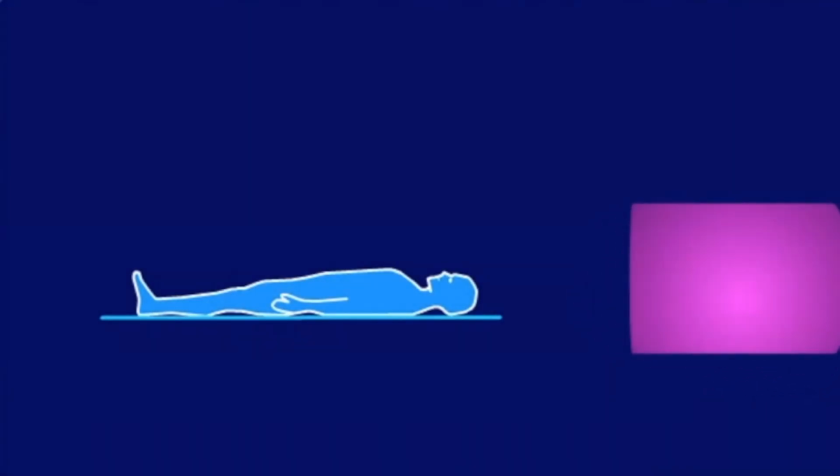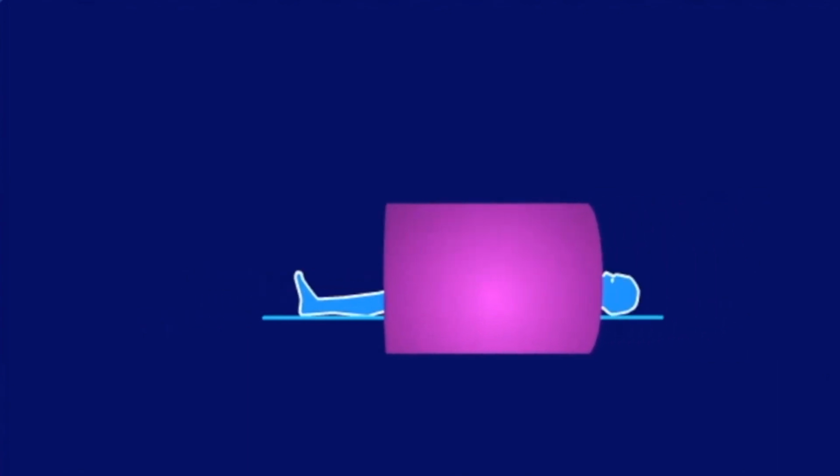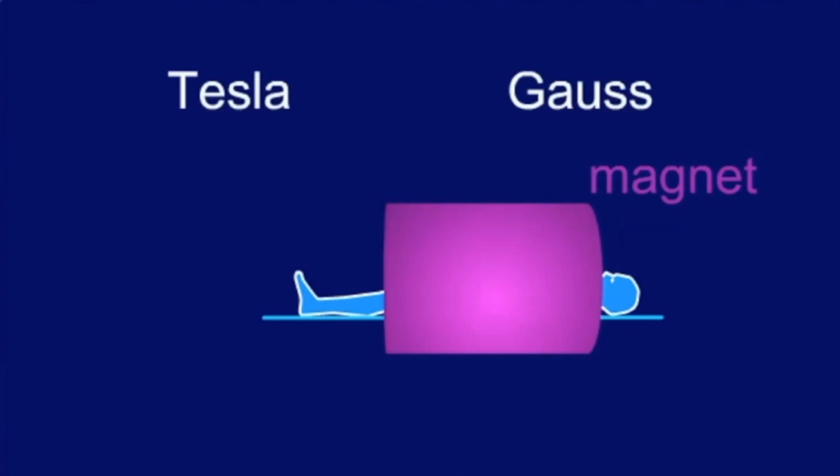Let's have a look at some hardware. The most important part of the MR machine is the main magnet, which has to be pretty strong to allow MR imaging. The strength of a magnet is given in Tesla or Gauss, where 1 Tesla equals 10,000 Gauss.